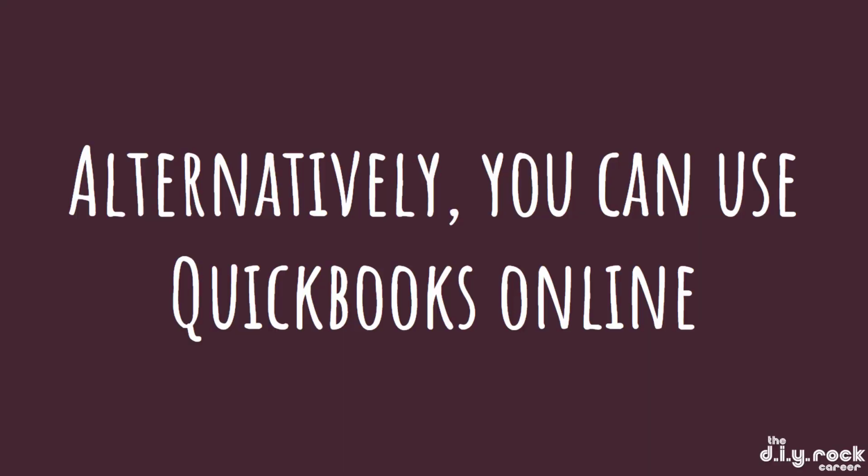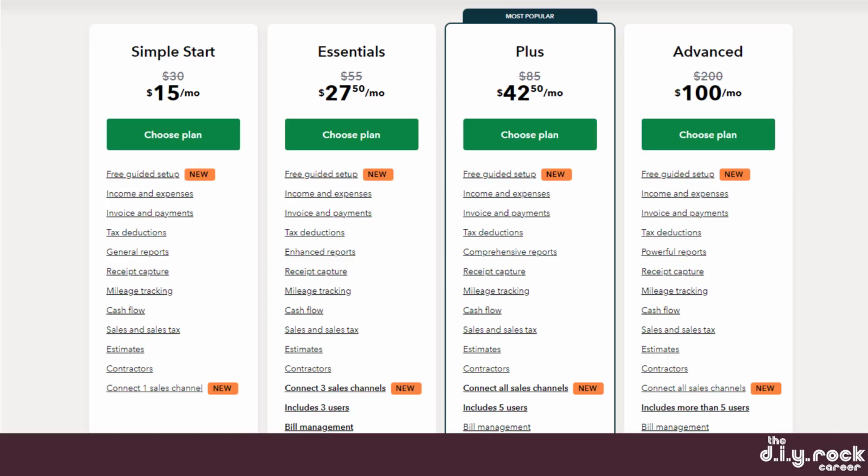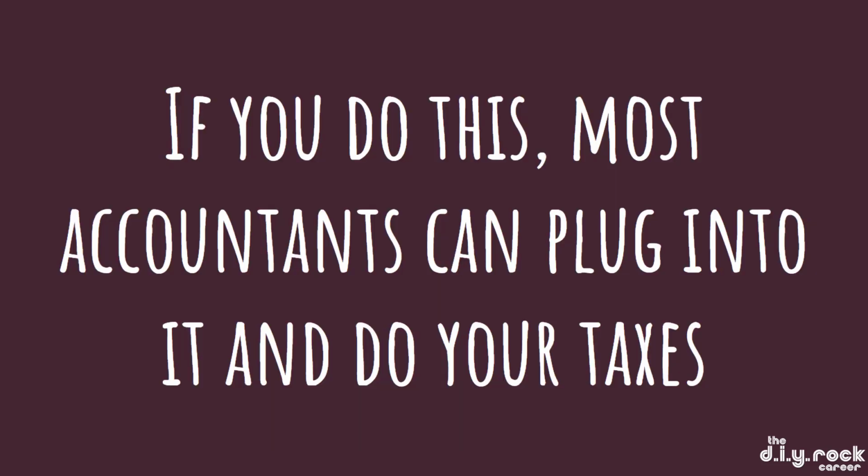And then as an alternate, you can actually use QuickBooks Online. And that looks like this. So if it's just you, it's just like one kind of business, you can probably use the $15 a month Simple Start plan there. If you do this, most accountants can plug into it and do your taxes. So they don't even need to do anything other than go in there and then just run the reports.